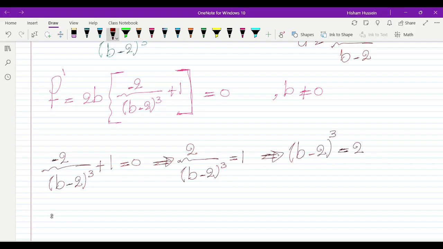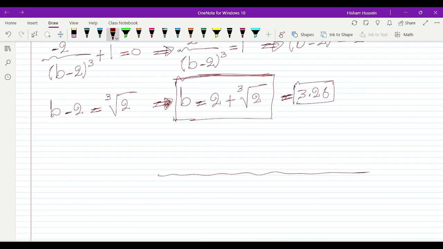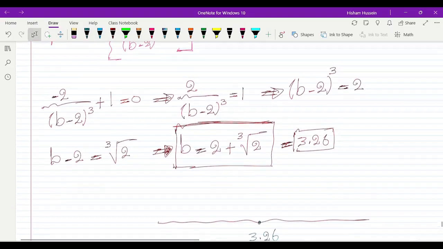Cubic root for both sides, then b minus 2 equals the cubic root of 2. Then b equals 2 plus the cubic root of 2. The value is nearly 3.26. So locating this b on the number line, here we have 3.26. Substitute with the value before and substitute with the value after.